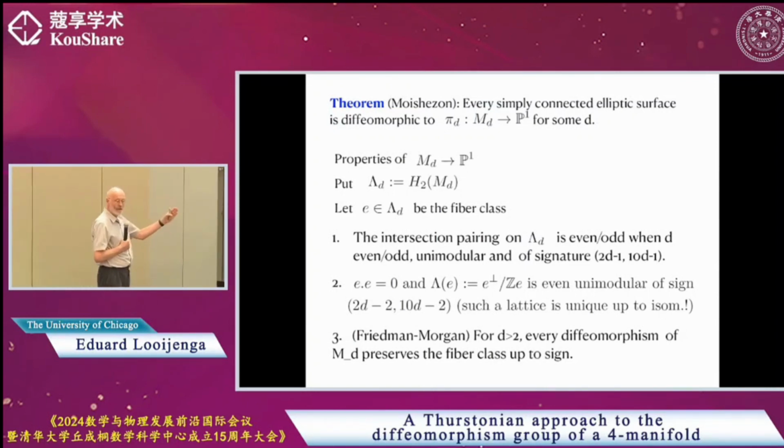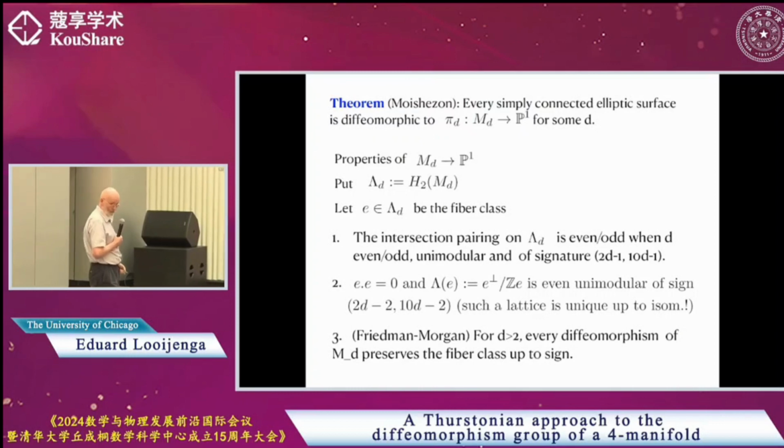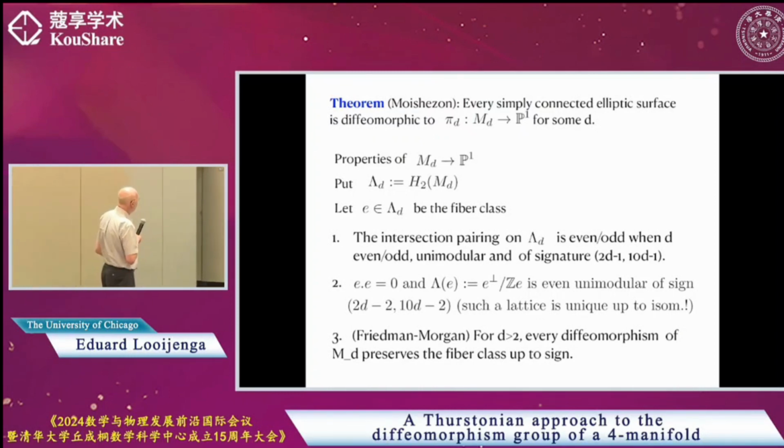That fiber has self-intersection 0 for evident reasons. So it's an isotropic class. It's also an indivisible class. It's primitive. And there are these assertions that you can read, I hope. So the intersection pairing on the second homology is, of course, going to be unimodular by Poincare duality. And it's even or odd according to whether D is even or odd. And I give you, in fact, also the signature that fixes the isomorphism type of this lattice entirely.